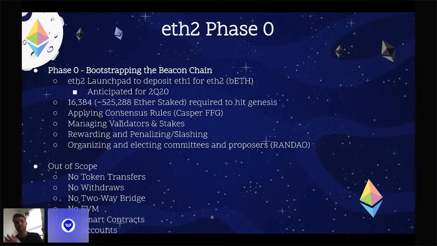I think it's also probably more important to talk about what's out of scope. There are no token transfers. There are no withdrawals in phase 0. There's no two-way bridge. There's no EVM. There are no smart contracts, and there are no accounts. So at its base and core, as I explained earlier, this is the bootstrapping event of getting validators to come into the system, provide security, make sure it's secure and resilient, and then continually phase other functionalities of the network in over time.